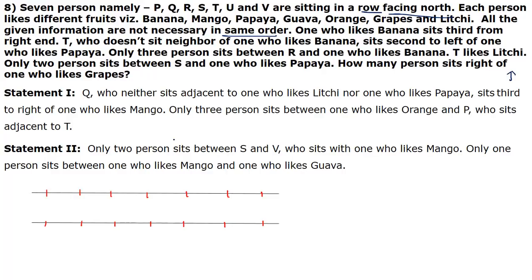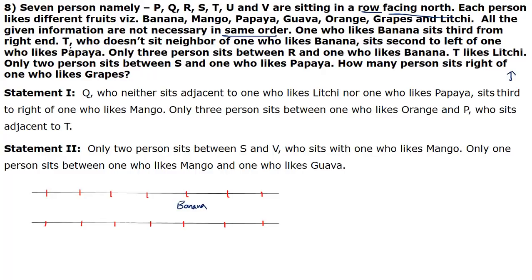Okay. So the next one is, one who likes banana sits third from the right hand. Because all the persons will be facing north, this is the right hand. Third from the right hand means 1, 2, 3. So banana has to be placed here.